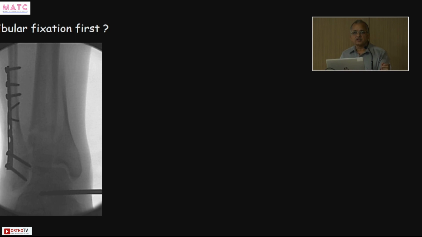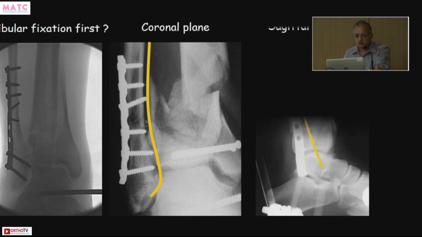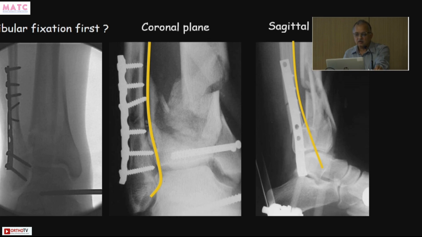Now, whether to fix the fibula first, when would you do that? Provided there is no combination in a coronal and a sagittal plane, one should not end up in a deformity like that, because that will be transferred to the tibia and you will have a corresponding deformity.